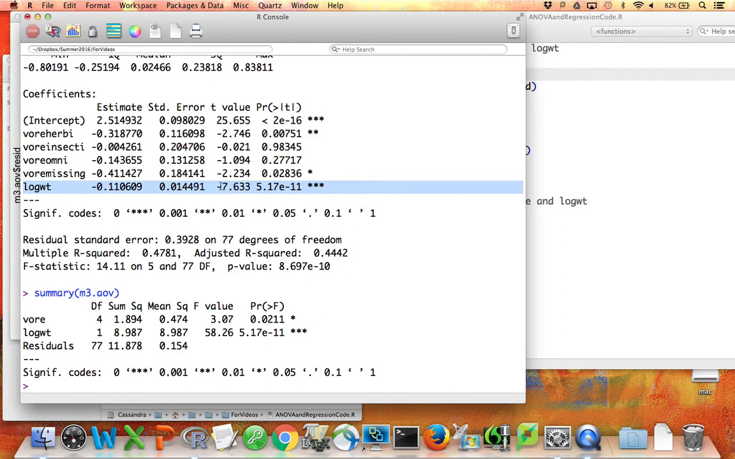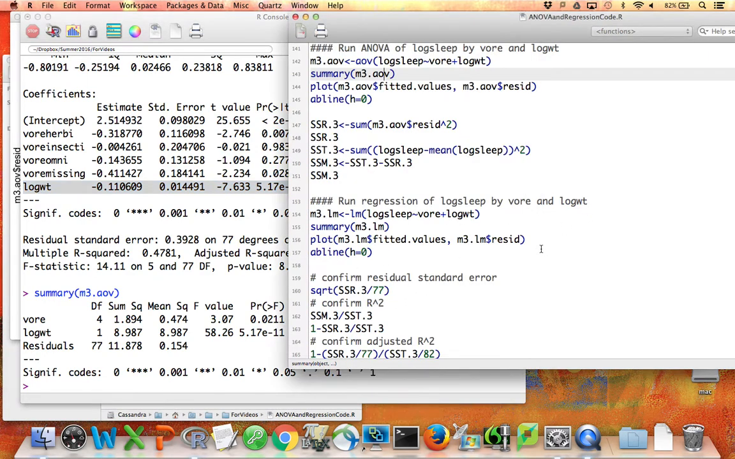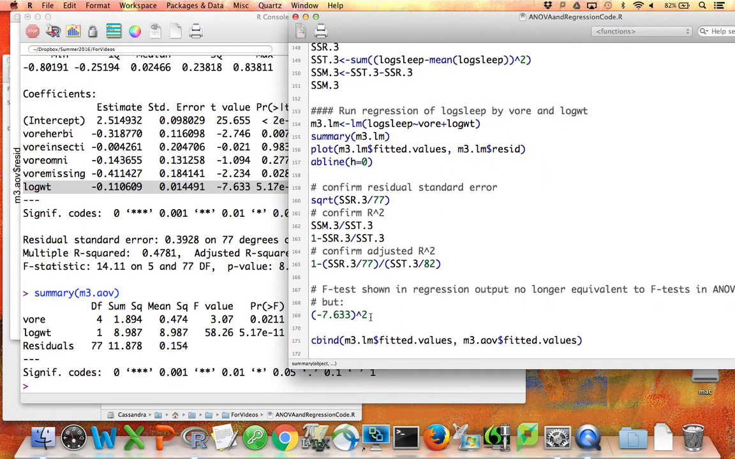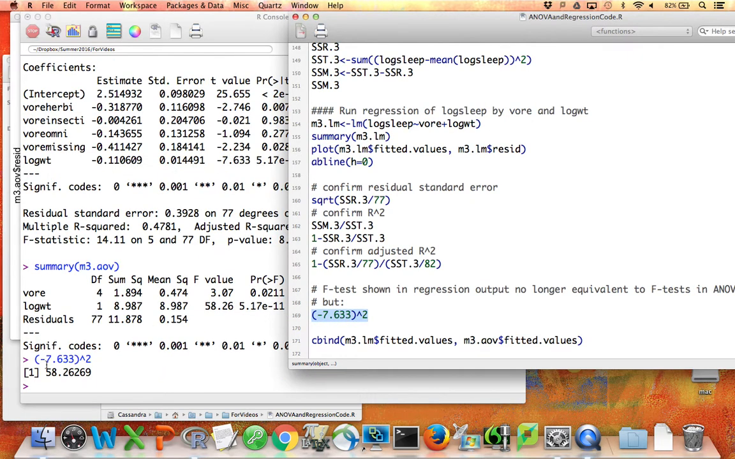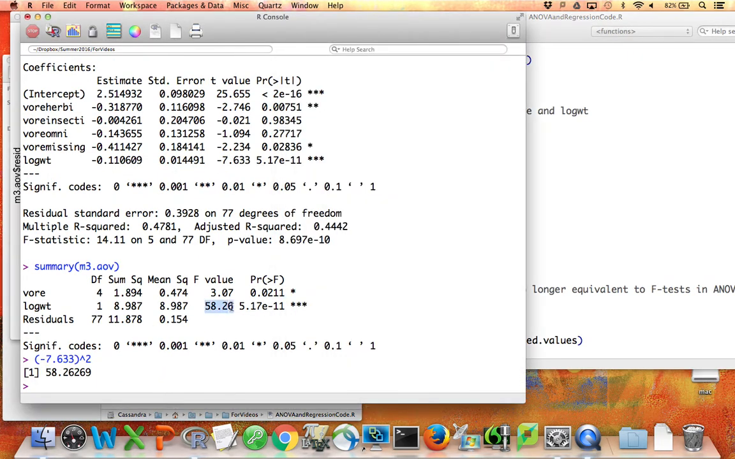And the t statistic is the square root of the F statistic. So if I were to take negative 7.633 and square it, I get 58.26. That's exactly the F statistic that's shown here. These are exactly the same test. Both the test summarized in this row of the ANOVA table and this test summarized in this row of the regression output are comparing the actual model that we specified to the same model if we'd left out log weight. In other words, it's comparing the model with both VOR and log weight to the model that has VOR only. The null hypothesis is that the model with VOR only is sufficient.